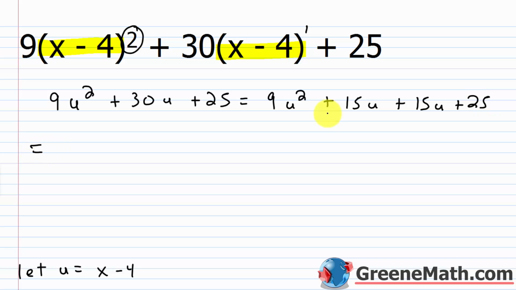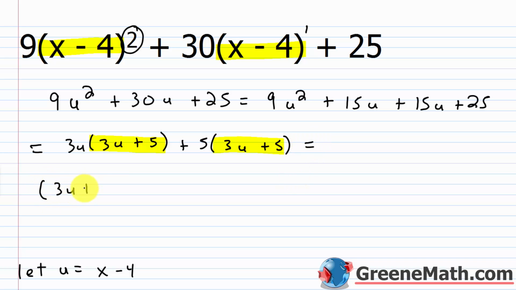Okay? So now we can factor this using grouping. From the first group, I can pull out a 3u, and I would have a 3u plus a 5. From the second group, I can pull out a 5, and I would have a 3u plus a 5. So I've got this common binomial factor now that I can take out. So if I take that out, I would have 3u plus 5 times the quantity 3u plus 5. Basically, 3u plus 5, that quantity squared.